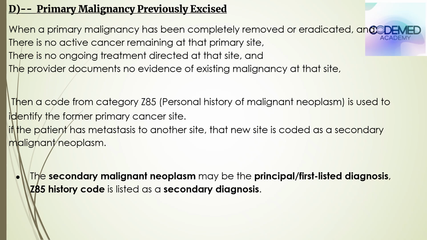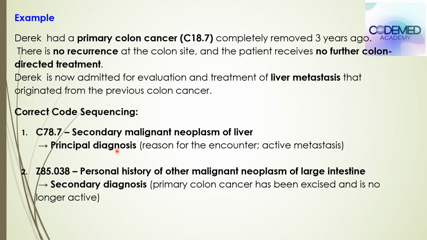So each and every word is important: there is no ongoing treatment, there is no active cancer remaining, and no evidence of existing malignancy. Then only we can use the personal history of malignant neoplasm. So pay attention to each and every word. So let us take an example.